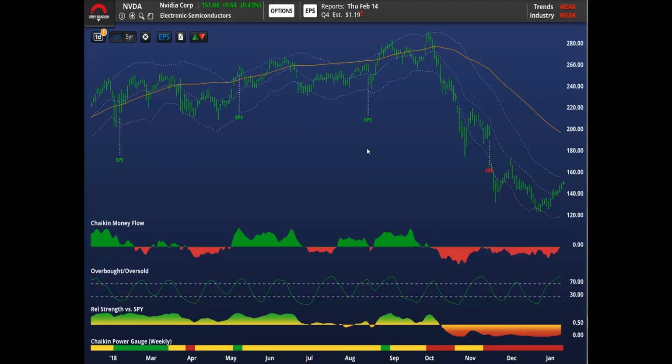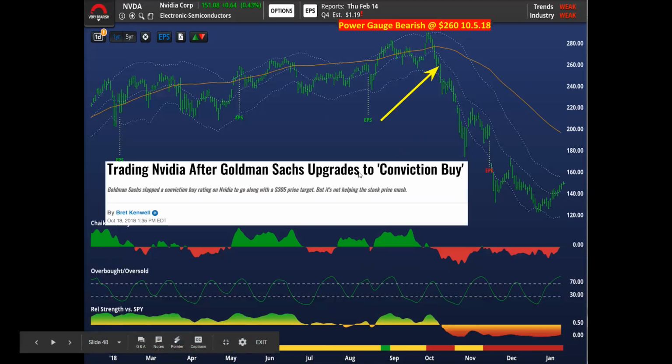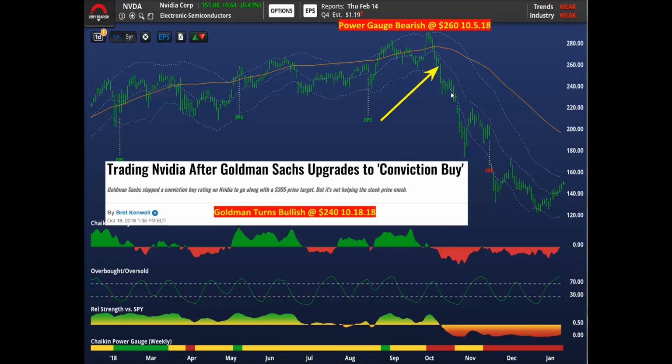Another name, widely known, also for good reason, NVIDIA. As NVIDIA was making a new high in October, the same story was playing out. Institutions were selling. At $260, Chaikin Power Gauge rating turned bearish. Stock actually began to underperform the market. And that's right around when Goldman Sachs came out and upgraded the stock to a conviction buy when the stock was trading right here around $240. We were already bearish on it. The stock was already underperforming the market.